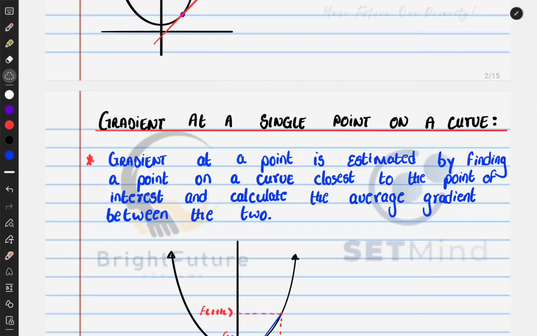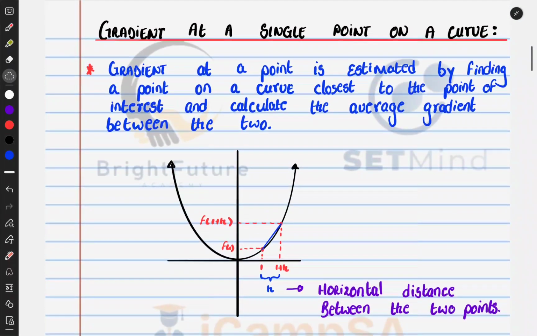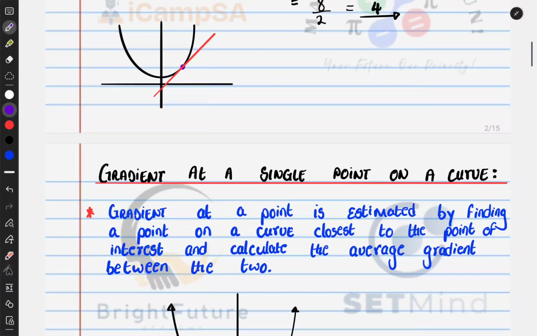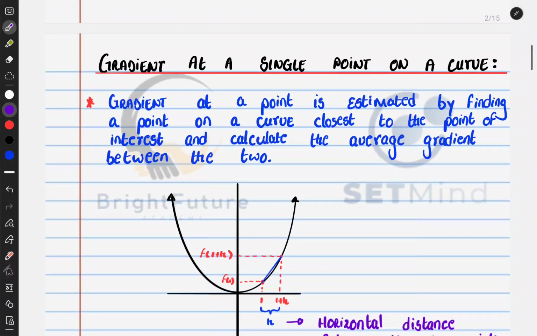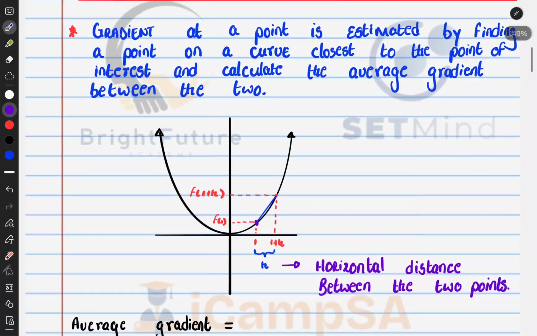We're still gonna build on top of the average gradient thought process, if I may say. So to estimate the gradient of a curve at a single point, at just that single point of contact, what do we do? We estimate it by finding the point on the curve closest to the point of interest. Let's say we have this point here. We want to estimate the gradient at that point. I call it f at 1.